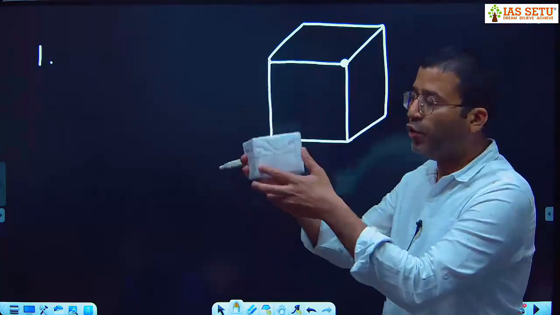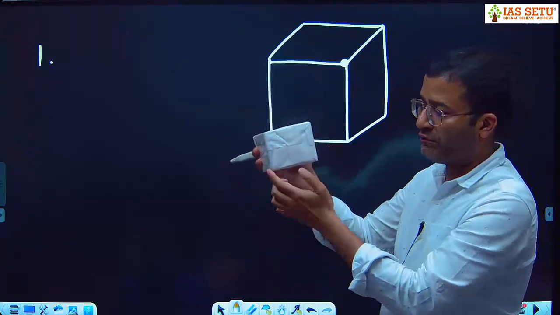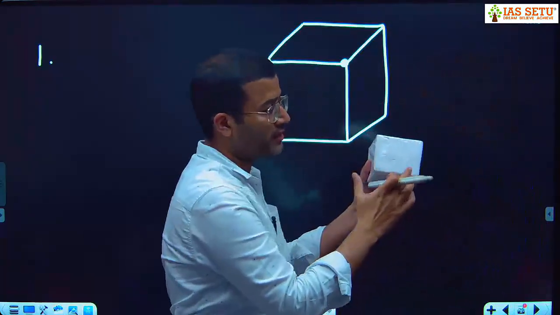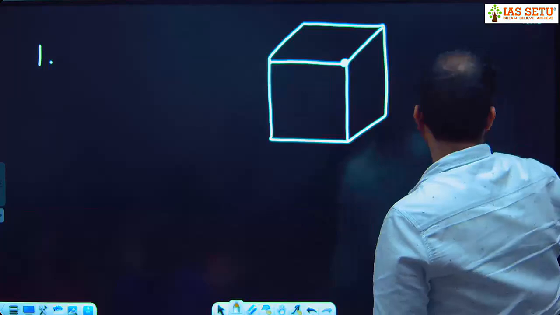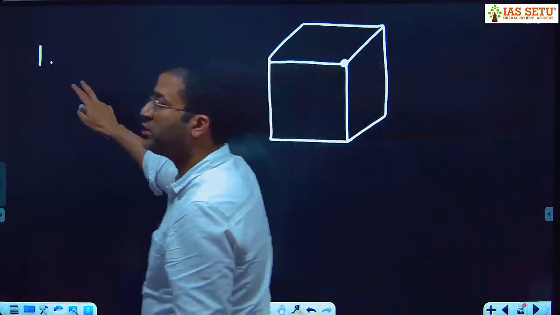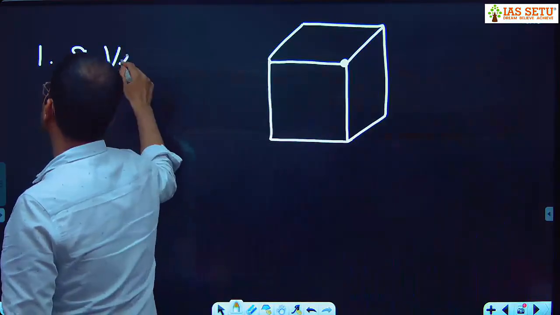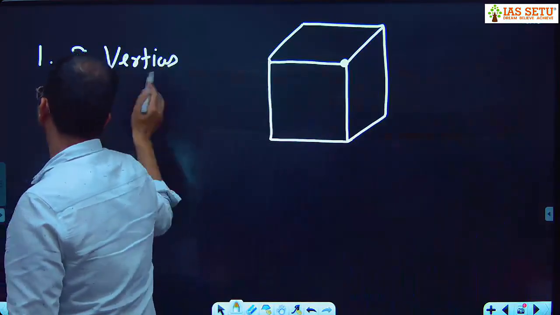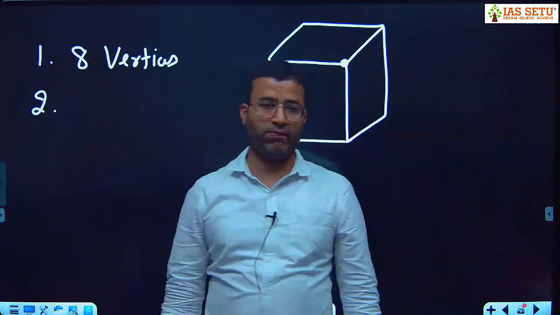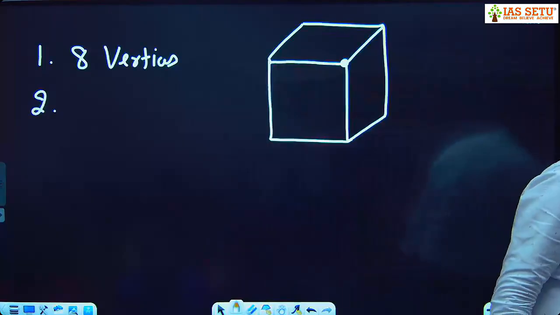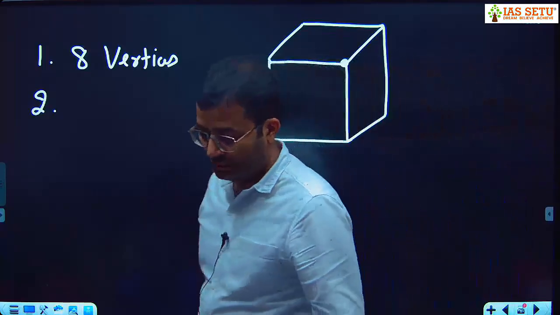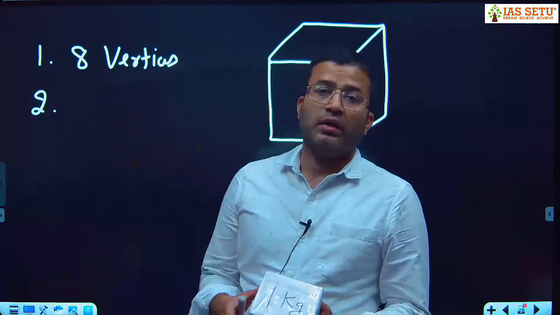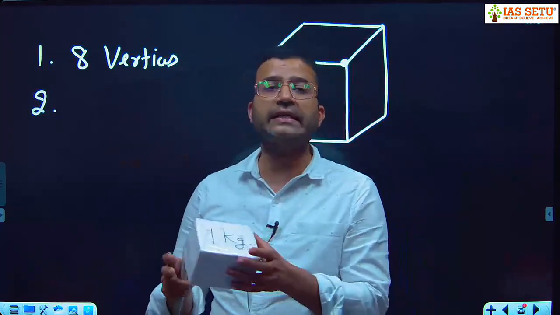We will check here. 4 in the front: 1, 2, 3, 4. 4 at the back side: 5, 6, 7, 8. Or you can see in this room there are 8 corners. 1, 2, 3, 4. 4 at the back. So you write first property: every cube is having 8 vertices, or you can say vertexes. Fine. Second thing is edge.